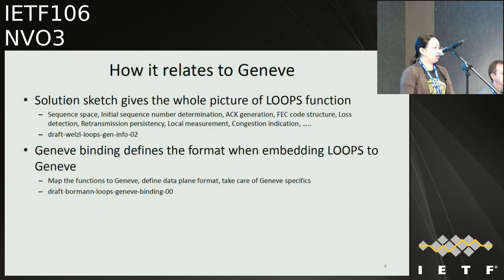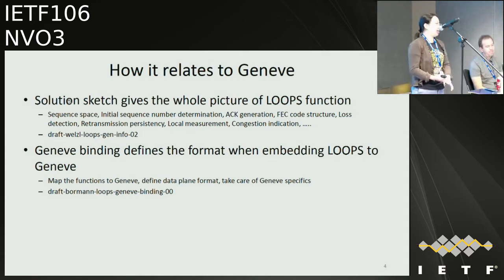For example, the sequence space and how to determine the initial sequence number and how to generate the acknowledgements, whether the NACK or positive ACK should be used, whether the selective ACK should be used, and if forward error correction is used, what the structure of it is, and how to detect loss, how persistent the retransmission should be, only retransmit once or retransmit for a certain amount of time. All these are more like transport technology related. So that's why this work is in the transport area.